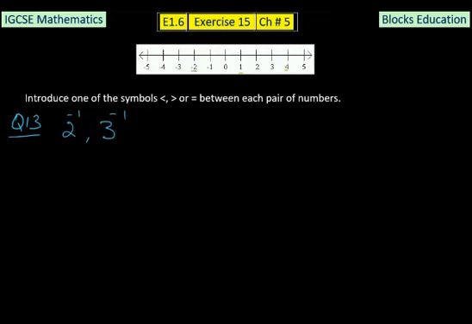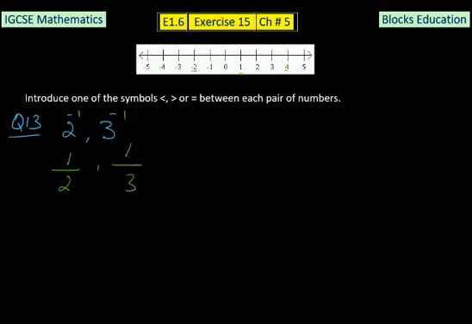In question number 13, we have 2 raised to power minus 1 and 3 raised to power minus 1. Let's solve it in an easier to read format. 2 raised to power minus 1 means 1 over 2, because if you move the number either up or down, the power inverts. If you take minus 1 in the denominator, it will be plus 1, and we don't write plus 1. In the same way, 3 raised to power minus 1 is 1 over 3.